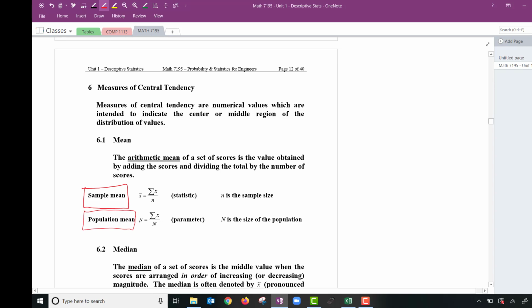For the arithmetic mean, we just sum up all of our values and divide by the total number that we have. So in the sample case, we have x bar is the sum of all the x's divided by lowercase n, which is the size of our sample. For populations, it's the same formula, just different symbols. We'll use the Greek letter mu for the mean, and then we'll sum up all the x's and divide by the population size. And we'll denote population size with uppercase N.